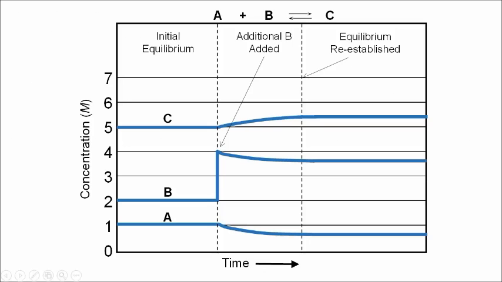So in this chart or diagram, you can see that initially the concentrations of A, B, and C were 1, 2, and 5 moles per liter. You can see the point where additional B was added to increase that concentration, and then slowly it reached equilibrium. It reestablished equilibrium, and the concentration of A and B went down, the concentration of C went up as the reaction was shifting toward the right, toward the products.